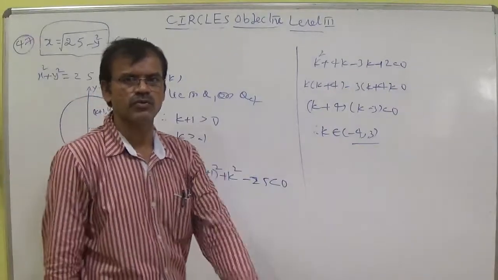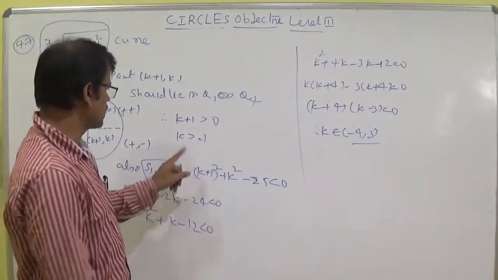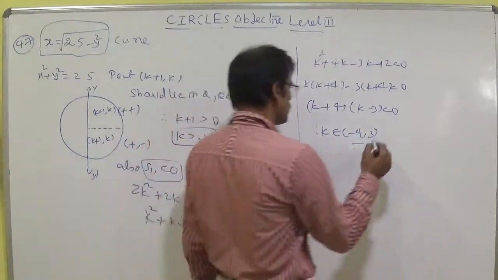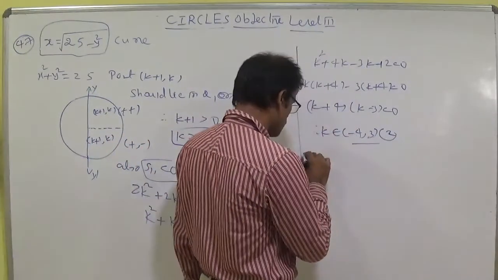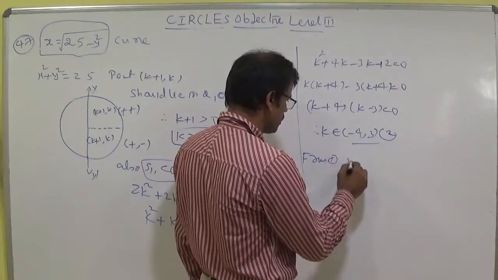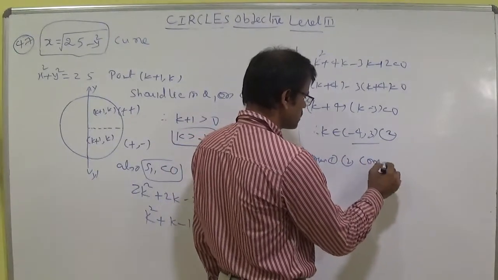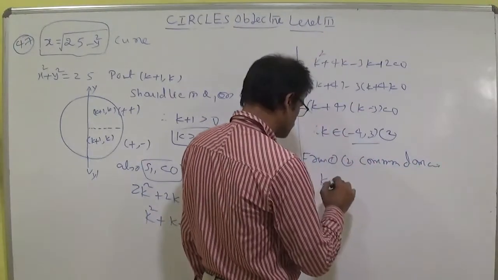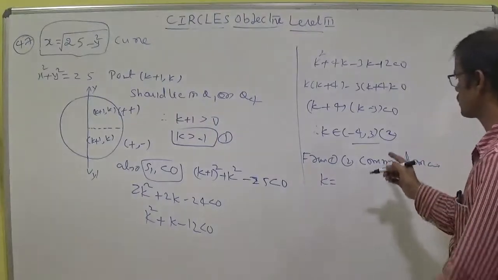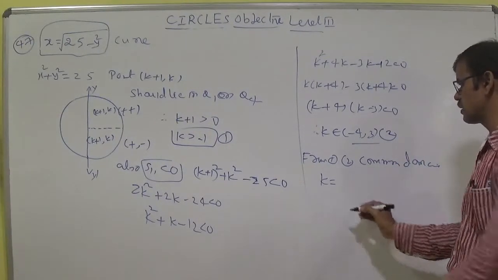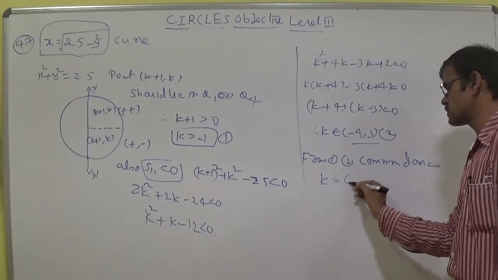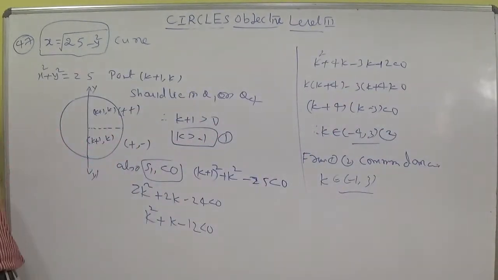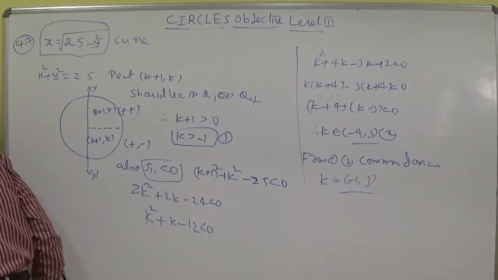Students, the option is there, the fourth option, but here you can understand the conditions I had written. The first condition is k greater than minus 1, and here is the second. From 1 and 2 you can take the common domain according to the function concept. The common domain is k greater than minus 1, so k belongs to minus 1 comma 3. Minus 1 is the minimum and 3 is the maximum, so minus 1 comma 3 is the common domain. Now let us discuss the 48th question.